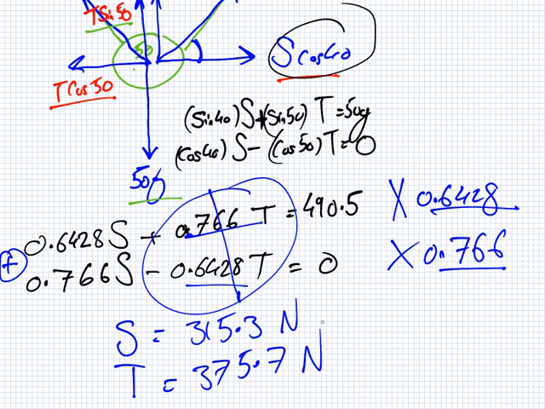Alright. T cosine 50 equals S cosine 40. Cos 40 S equals cos 50 T. This is the same. Yes. And this is the same. Yes.